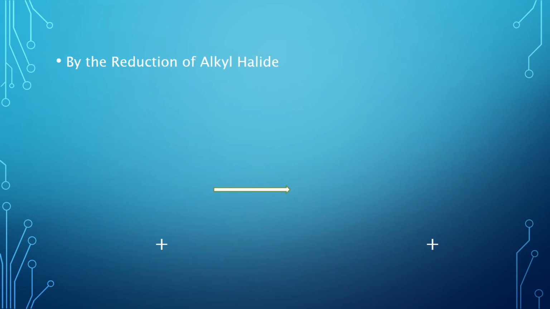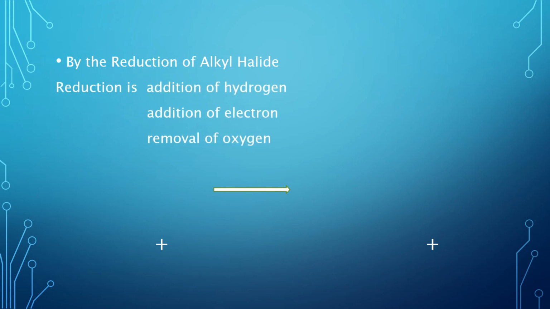The second method for the preparation of alkanes is the reduction of alkyl halides. Now what is this reduction process? Reduction is actually the addition of hydrogen atoms, or addition of electrons, or the removal of oxygen from a molecule. If any one of these three processes is taking place in the molecule, we say that reduction is taking place.